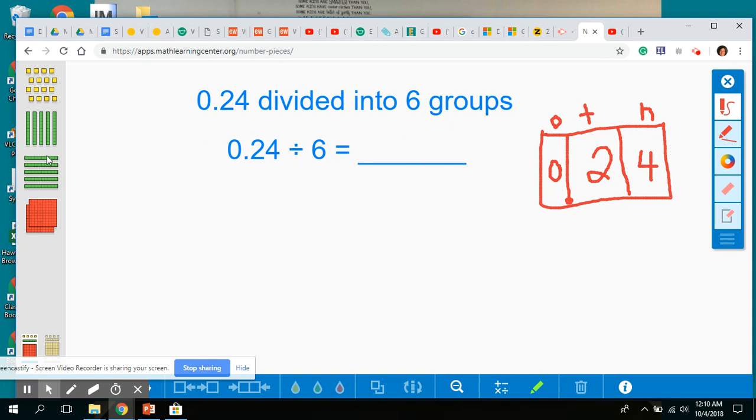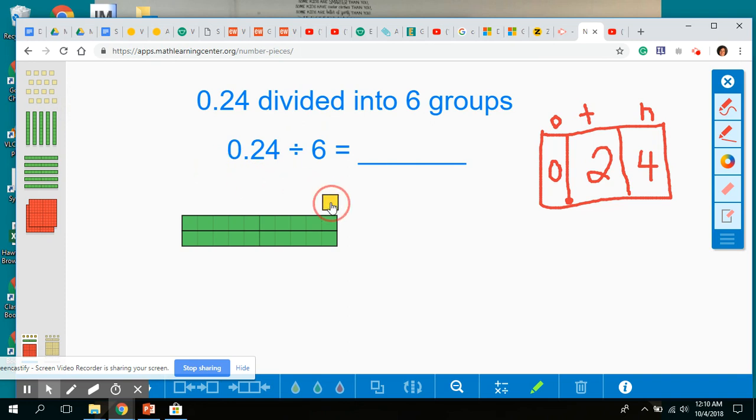Let's demonstrate what that would look like. I'm going to go over here to my tenth sticks, and I'm going to pull my 2 tenths and my hundredths. If this is a tenth, then each one of these has to be 1/100th, because if we count by hundredths, we would get 1/100th, 2/100ths, 3/100ths, 4/100ths, 5/100ths, 6/100ths, 7/100ths, 8/100ths, 9/100ths, 10/100ths, and that would be the same as saying 1/10th.